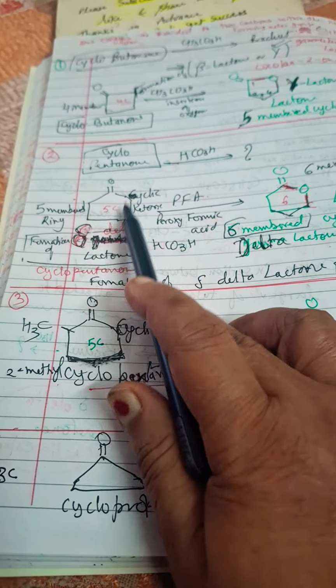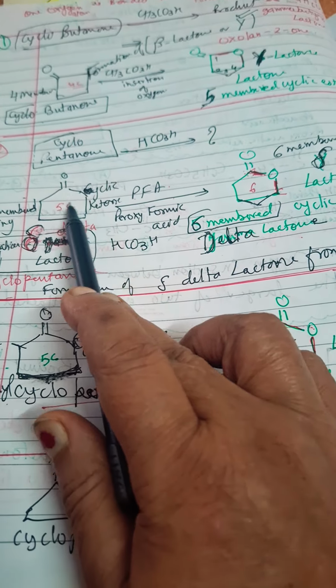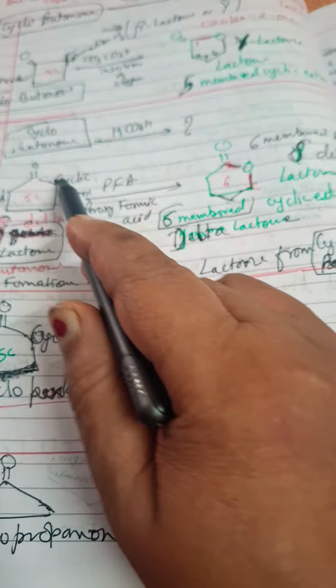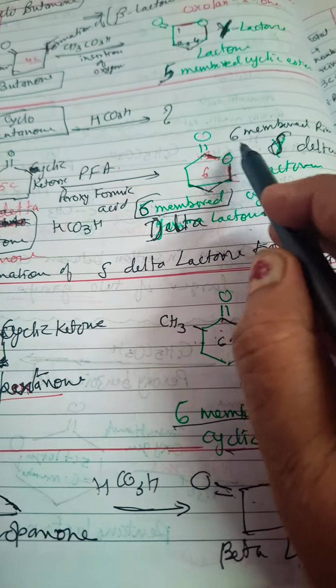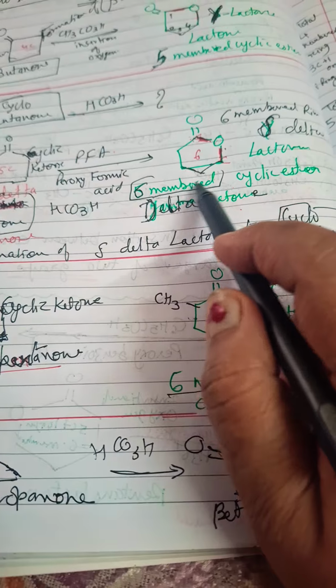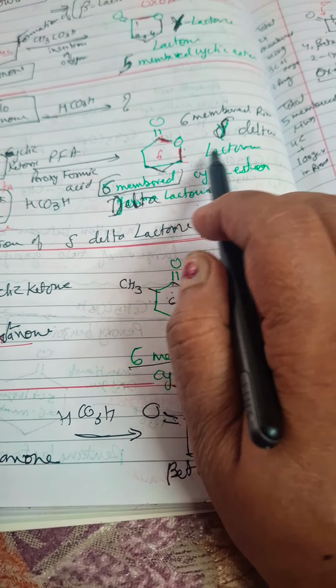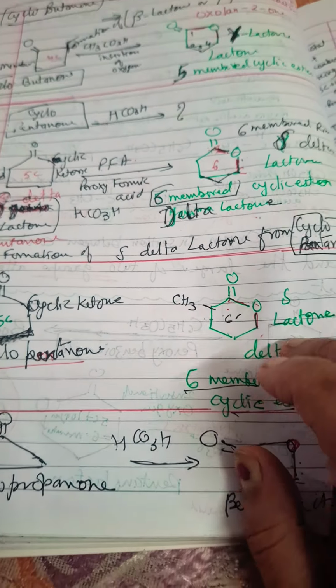Now cyclopentanone, this is a 5-carbon cyclic ring with a ketone group, a cyclic ketone. With PFA, that is peroxyformic acid, one oxygen is introduced between this carbon and this carbon. So here I introduce it, and now it is a 6-member ring, and the cyclic ester is known as a lactone, and this is called delta lactone. All cyclic esters are known as lactones.